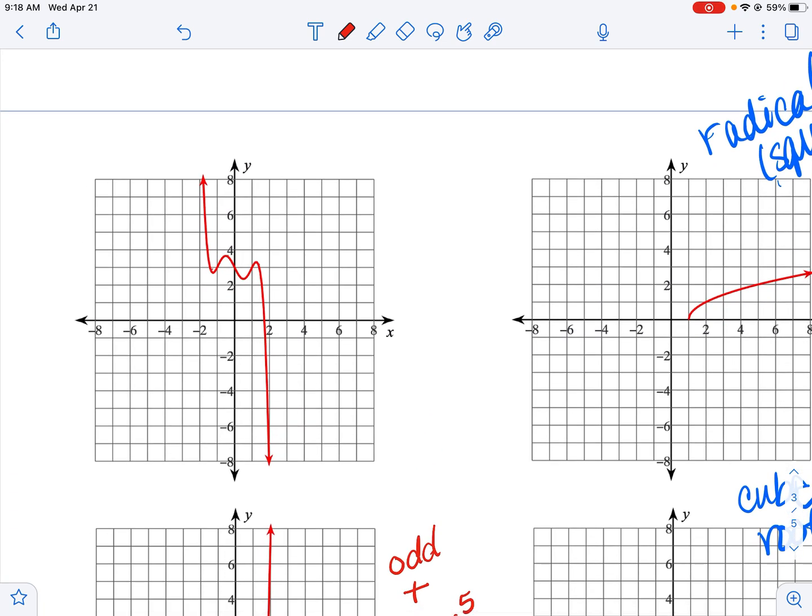1, 2, 3, 4 plus our one more, that's our fifth. That means it is, well, it's already odd, and it is y equals x to the fifth. But it is not positive. It is negative. And why? Because it is going up to the left and down to the right.